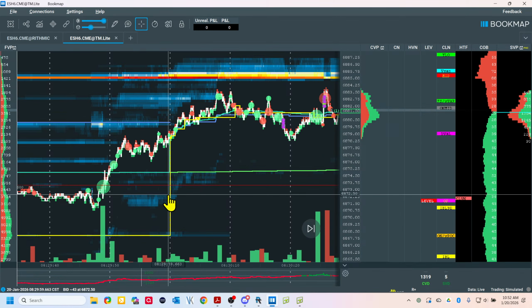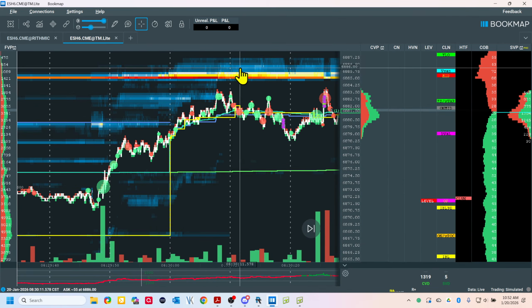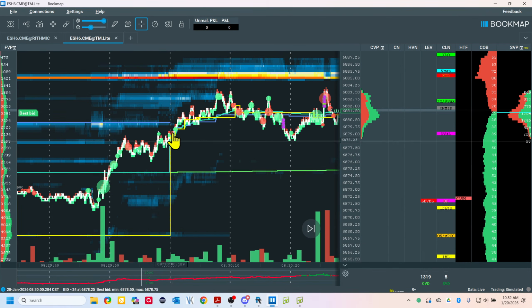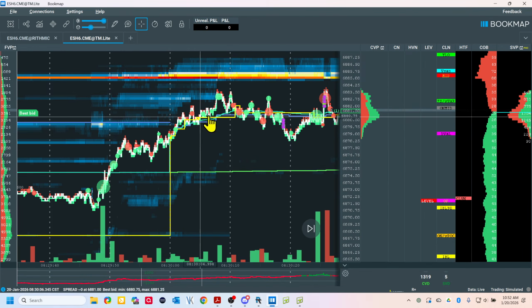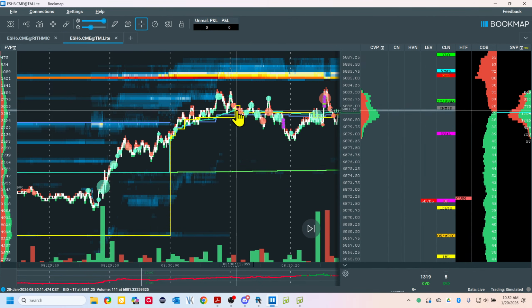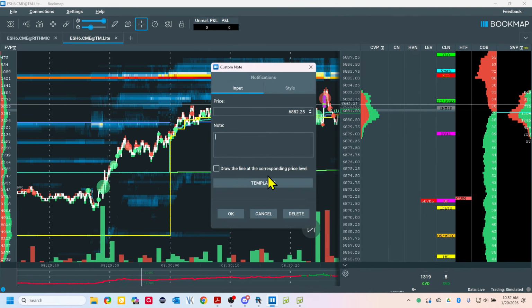I can't tell. So this might not be accurate here. This is accurate. This is my developing volume point of control. I need it to be accurate. I'm assuming, since the volume is here, that this is accurate up here. Let's mark it. I call it a variable high volume node.